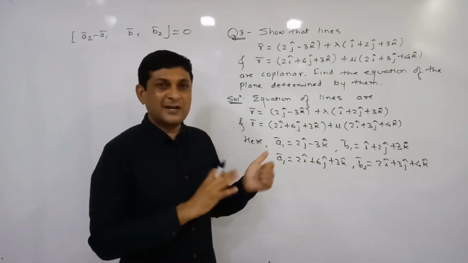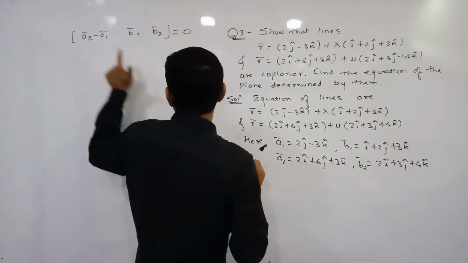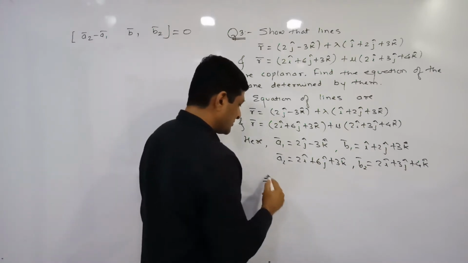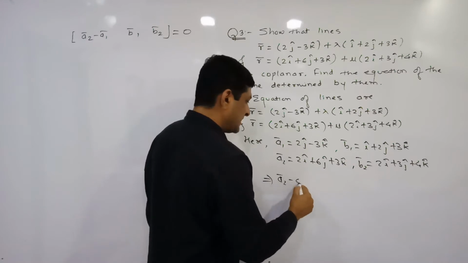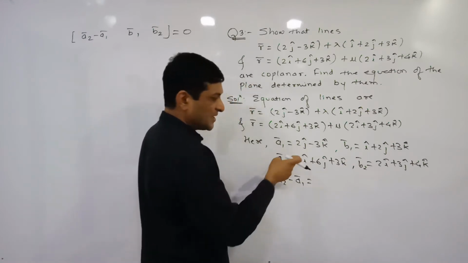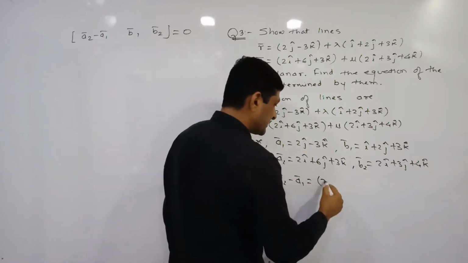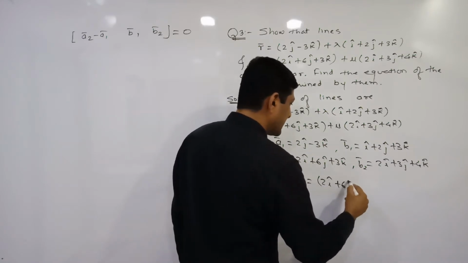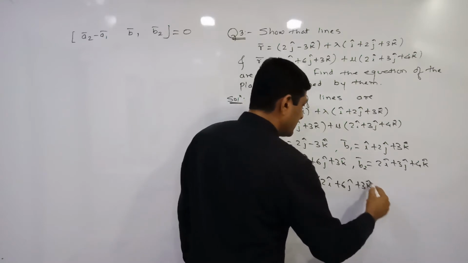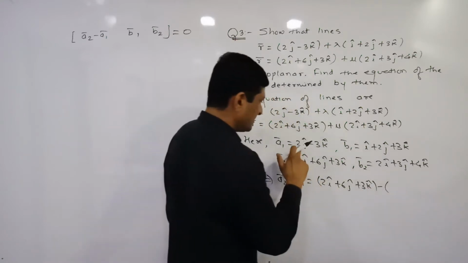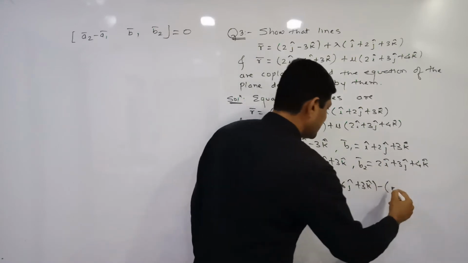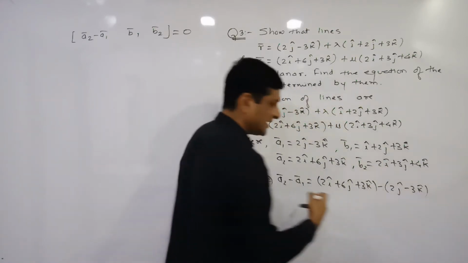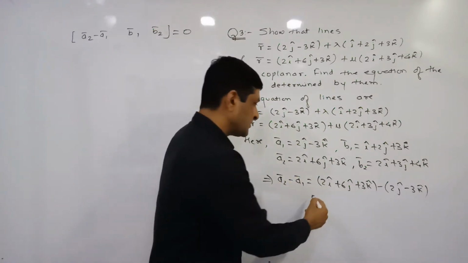Once these values are known to us, which value is required? The first required value is A2 bar minus A1 bar. So A2 bar minus A1 bar is equal to, now we are taking the subtraction of these two vectors. Substitute the value of A2 bar, that is 2i cap plus 6j cap plus 3k cap, minus the value of what? A1 bar. A1 bar is equal to 2j cap minus 3k cap. Just simply we are taking the subtraction of these two vectors. See what we'll get here.